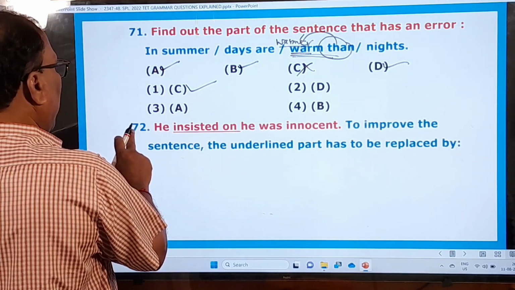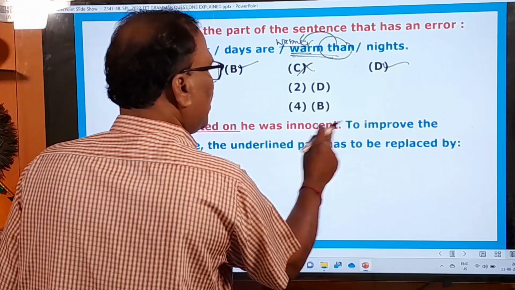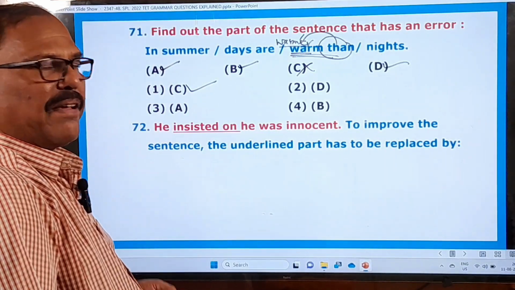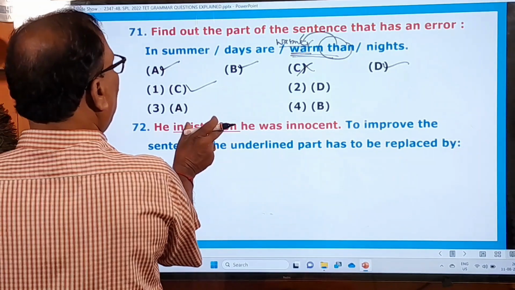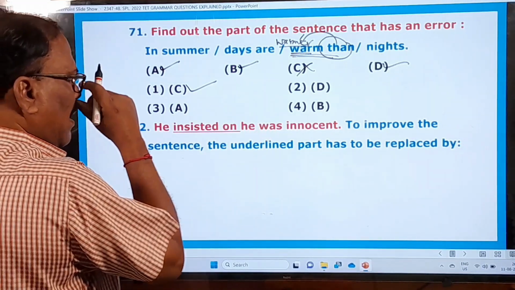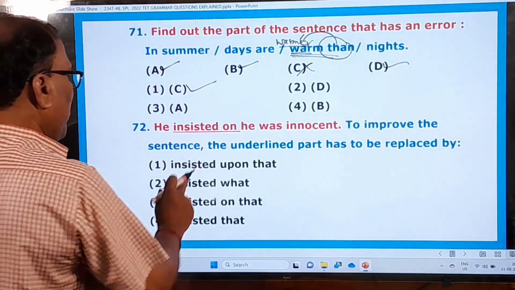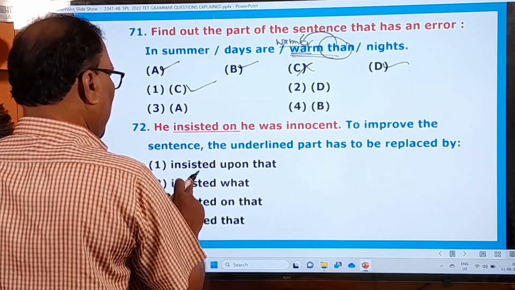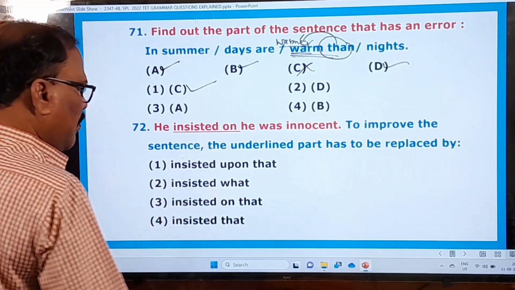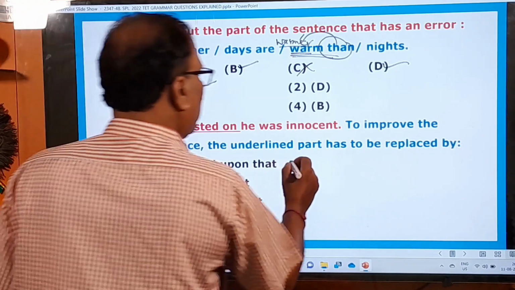72. He insisted on he was innocent. To improve the sentence, the underlined part has to be replaced by what? Here, "he insisted on" is to be improved. Now, let us see the options. What are the options? Insisted upon that, insisted what, insisted on that, insisted that. These are the four things. But here, remember, insist on.